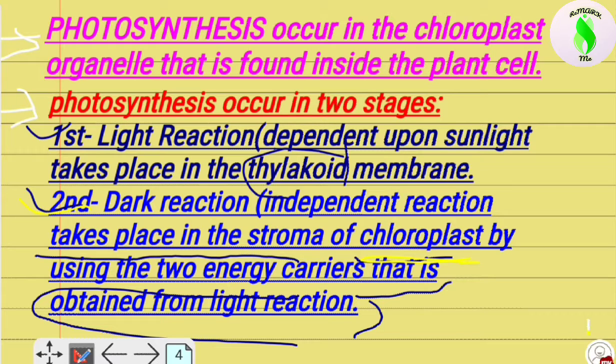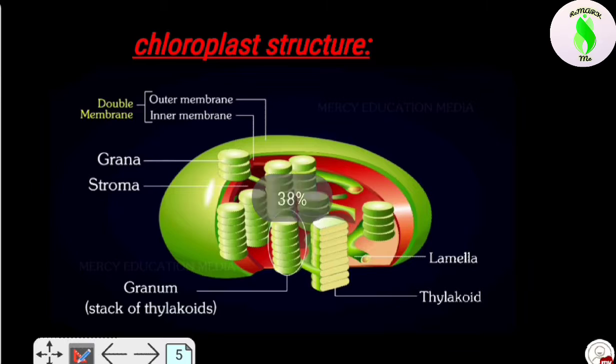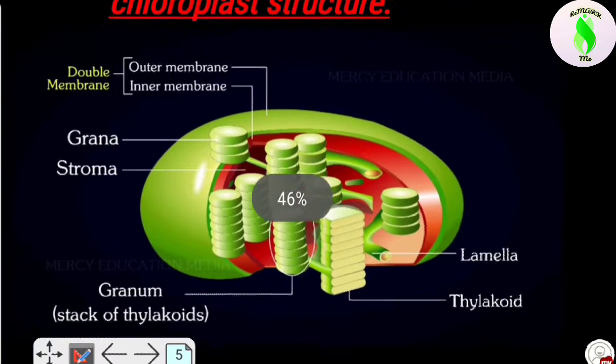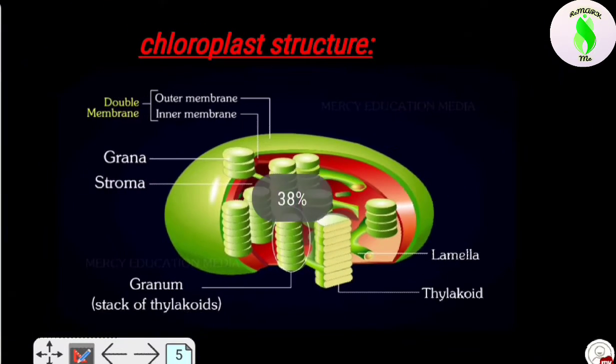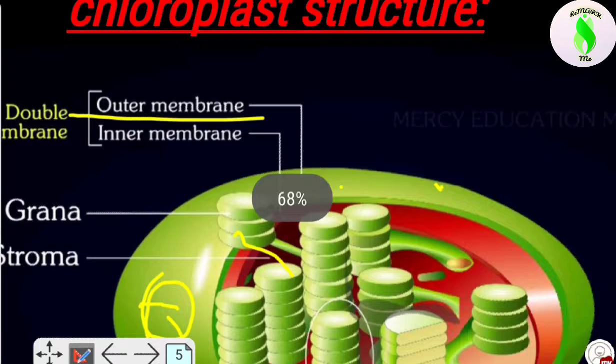Now come to the other point, the structure of the chloroplast. As you can see over here, this is the chloroplast, which is a double membrane bound organelle. Chloroplast is a double membrane bound organelle. As you can see over here, the light green color is referring to the outer membrane, and the dark red color is referring to the inner membrane.